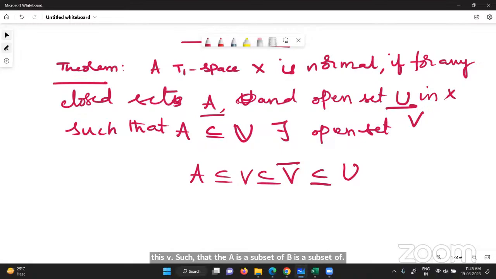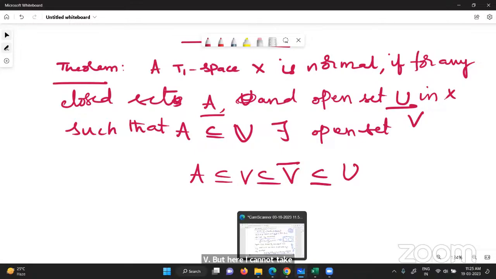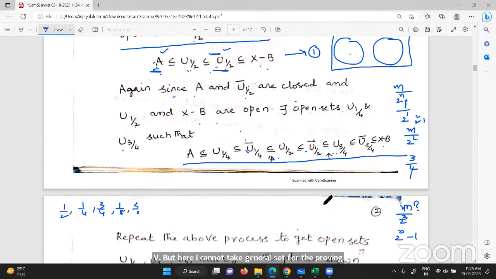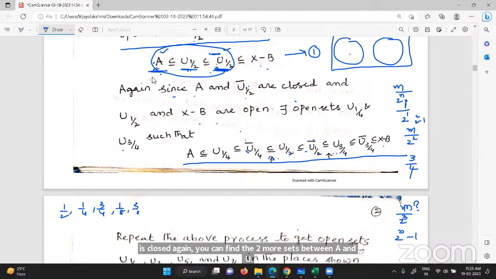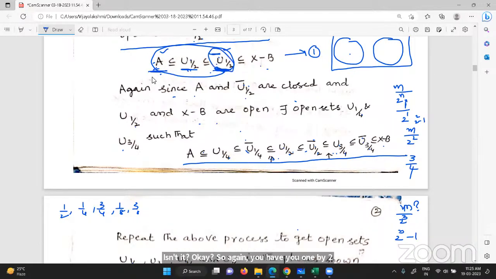Here I cannot take a general set for proving the theorem. So I took U1 by 2, U1 by 2 bar, where U1 by 2 is open. Now you have, see here, A is closed, U1 by 2 bar is closed, the closure of U1 by 2 is closed. Again, you can find two more sets between A and U, isn't it? So again, you have U1 by 2 bar is closed, X minus B is open. Between these two, once again, you can find a set.